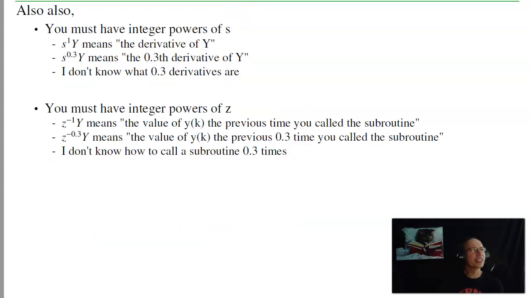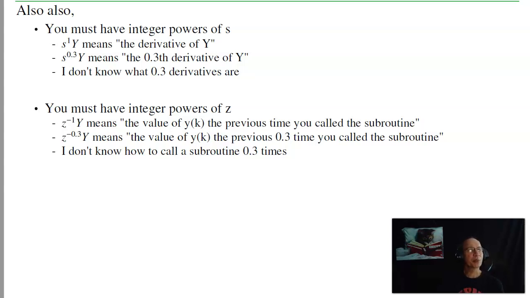Also, you've got to have integer powers of s. Sy means the derivative of y. If I have s to the 0.3, that means I take the 0.3 derivative. And I don't know what a 0.3 derivative is. I can take one derivative, I can take two derivatives. I don't know how to take a third of a derivative. So you're stuck with integer values for s.